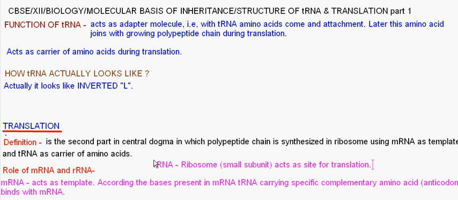So these are very important. Both mRNA and tRNA as well as ribosome are very essential for the process of translation.